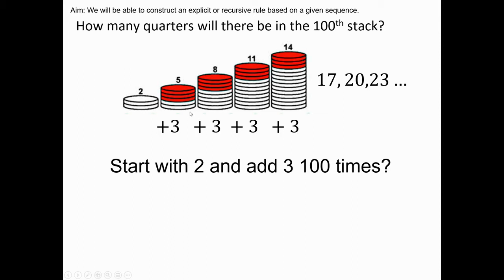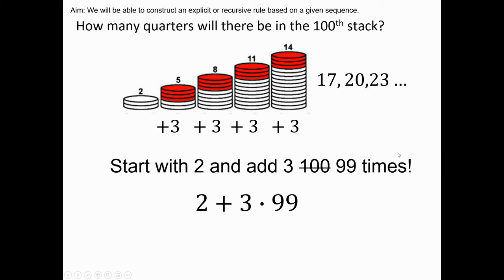But think about it, guys. To get to the 2nd stack, how many times do we add 3? Once. To get to the 3rd stack, how many times did we add 3? Twice. To get to the 4th stack, we added it 3 times. So notice how we're adding 3 one less time than whatever stack we're aiming for. So instead of 100, we would want to do 1 less, right? Which would be 99. So I could represent this as 2 and adding 3 99 times.